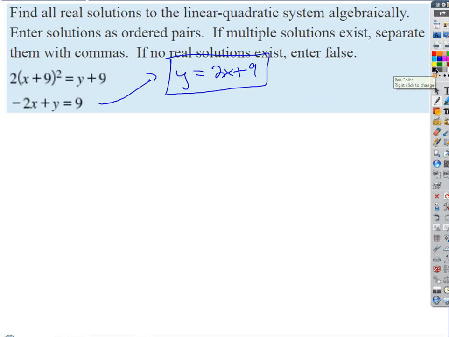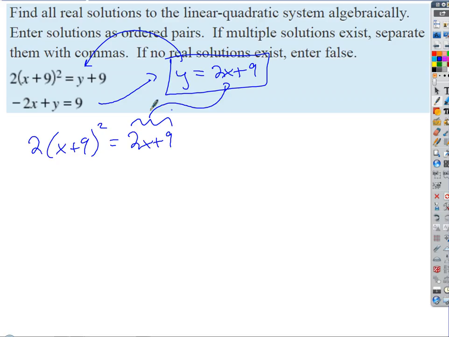If we plug this in there, let's see what we get. So we get 2 times the quantity x plus 9 squared equals that, right? Equals 2x plus 9, right? Plus 9. Questions on that? Does that make sense? Okay, what have we done there?